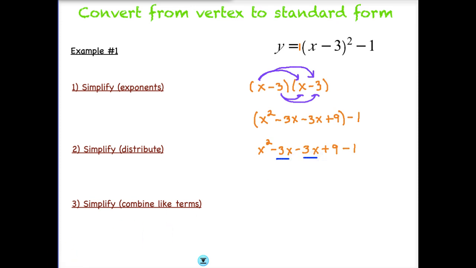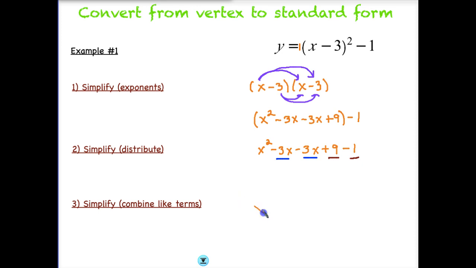I will need to combine those like terms. Let's see what else I have. So if I look further down, I have a plus 9 and a minus 1. Those are both constant terms. Those are like terms, and I will need to combine those. So let's go ahead and do that.